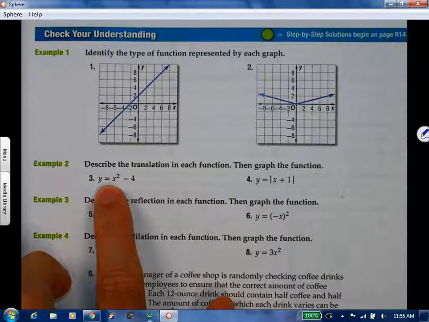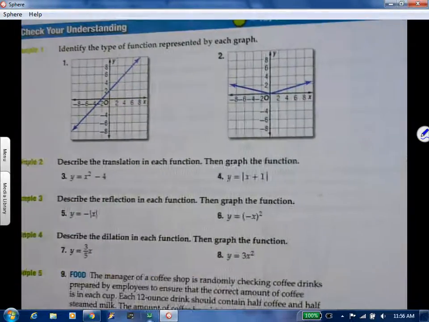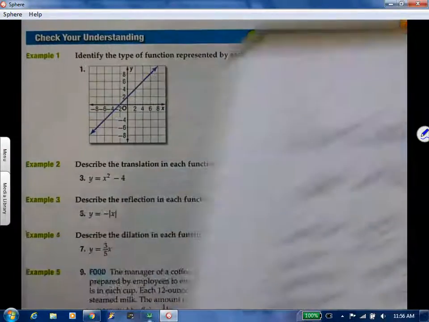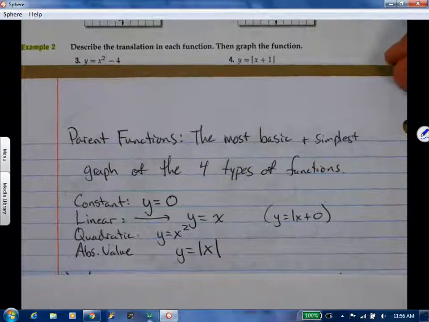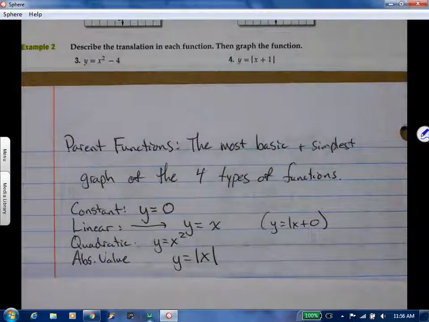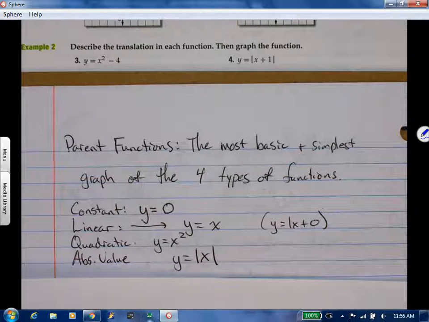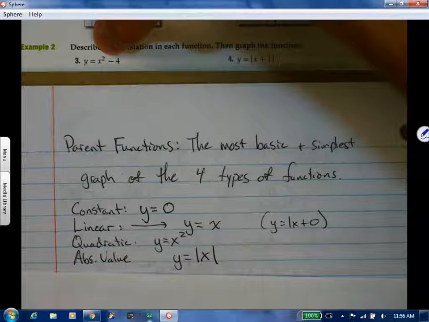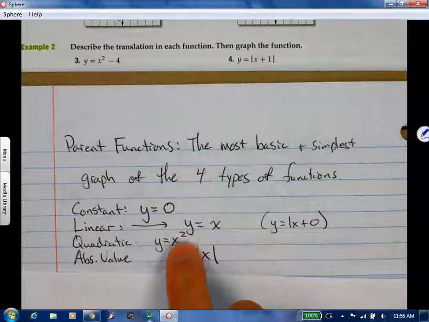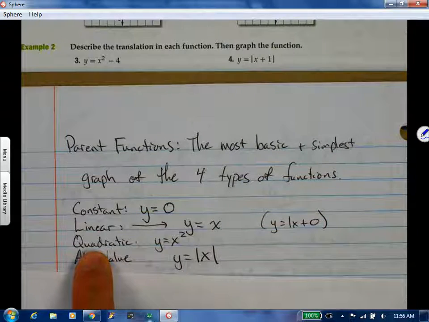Which one of the 4 is going to be my parent function? Is this a constant? Is this a linear? Is this a quadratic? Or is this an absolute value? Okay, so you see the x squared? That's your clue that it's an x squared. You have a quadratic.